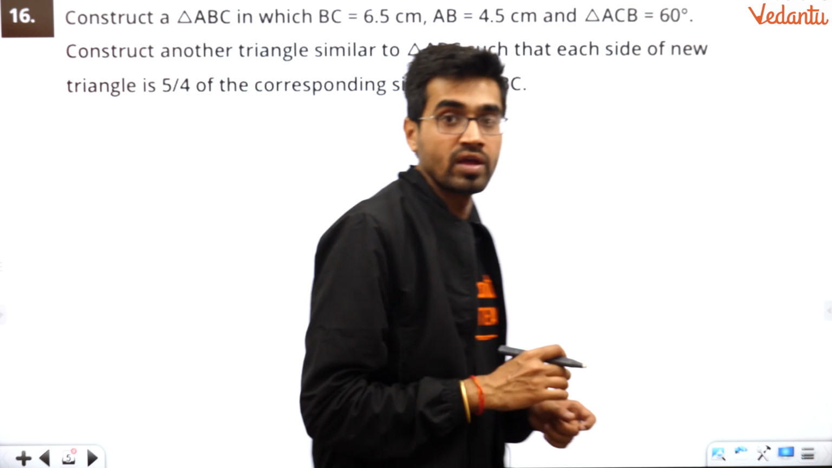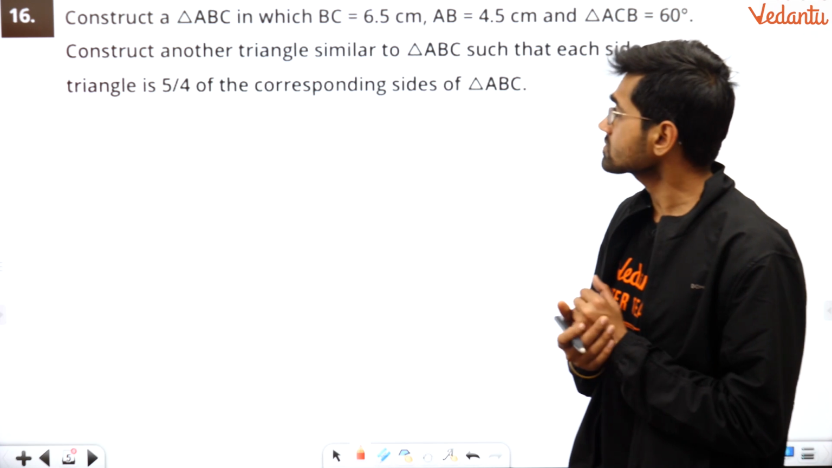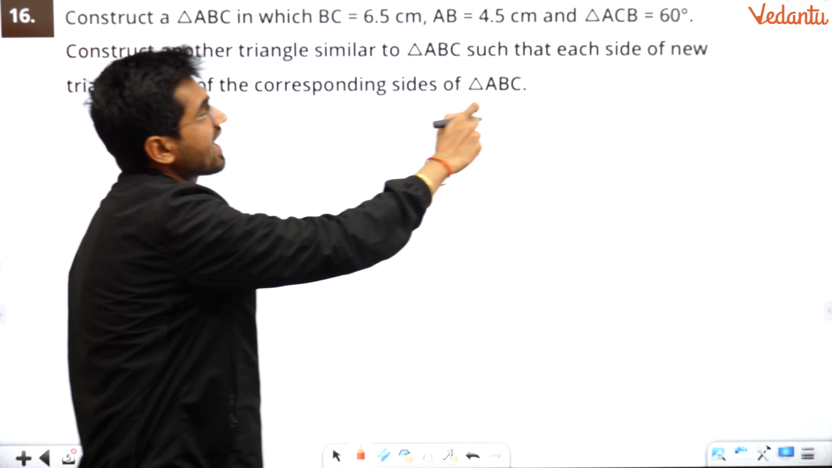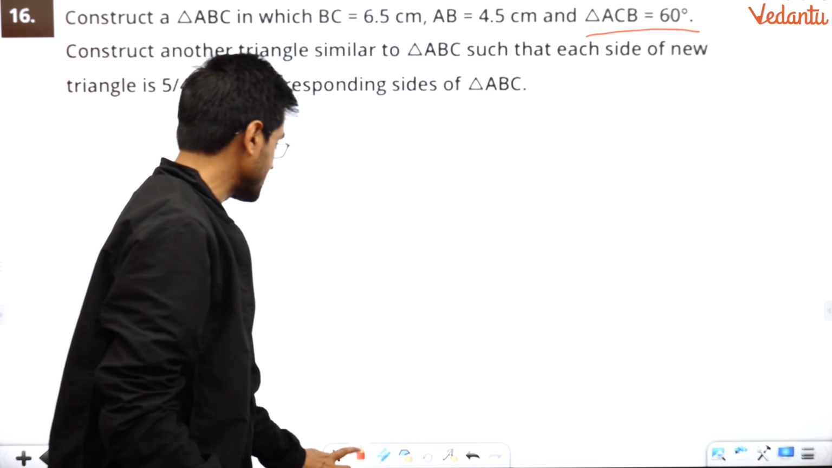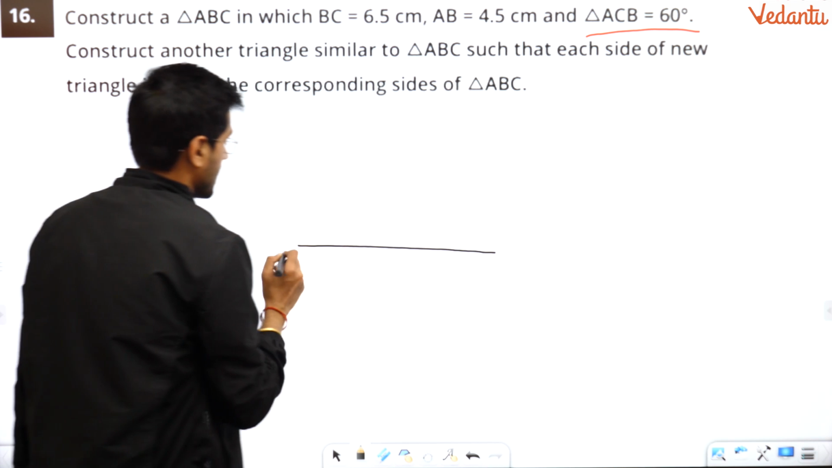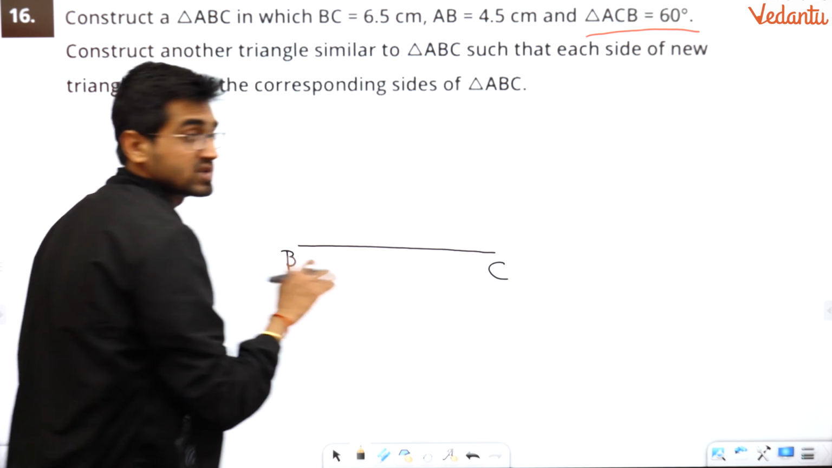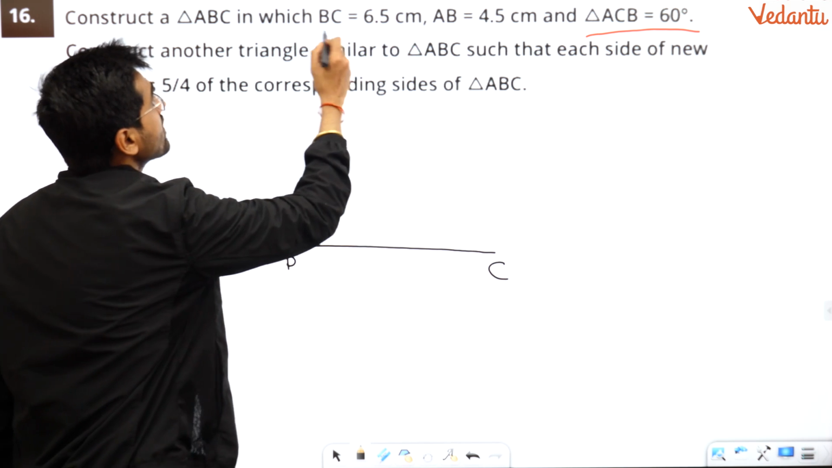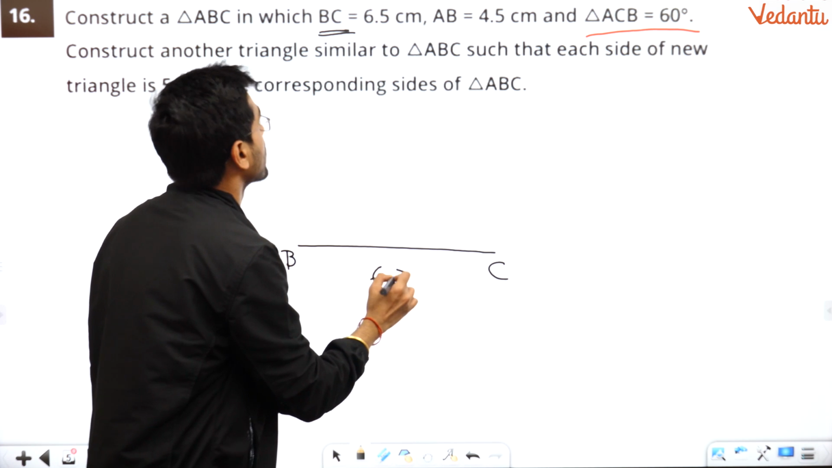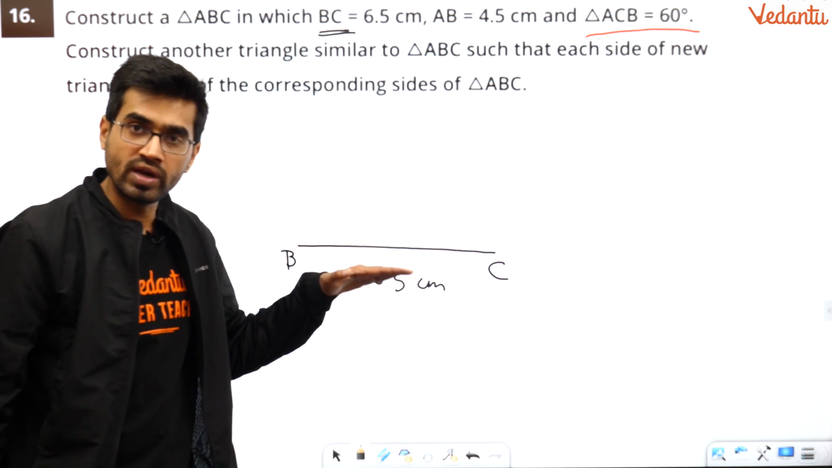Question number 16. It's a construction problem. You have to construct a triangle, similar triangle. Remember what is being given, the angle you have to search for. It is 60 degree at C. So just remember, when you're going to draw a triangle, have a vertex C at the baseline only. So select that one which has C in it. BC has C in it.